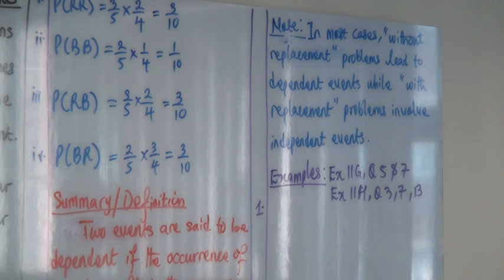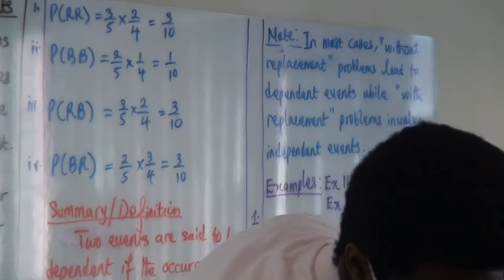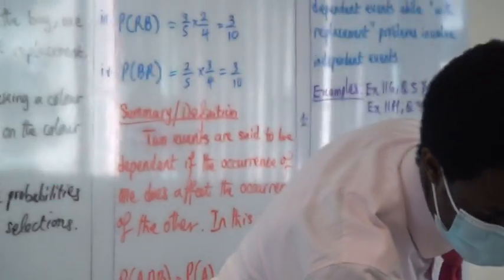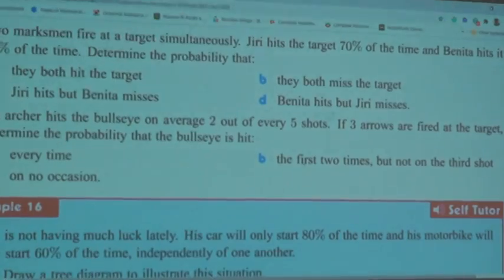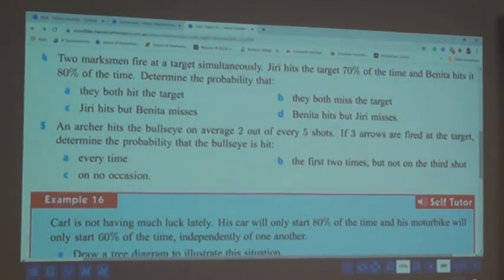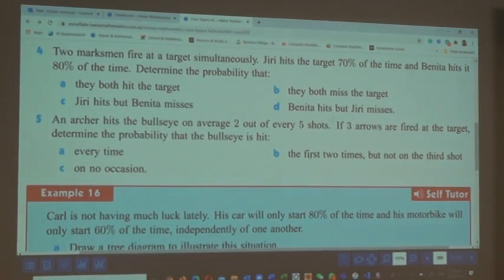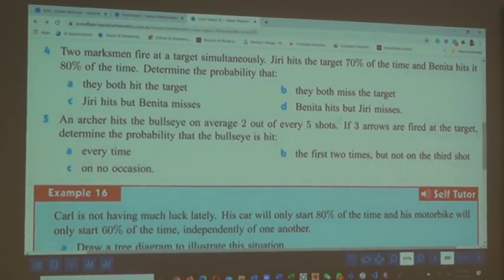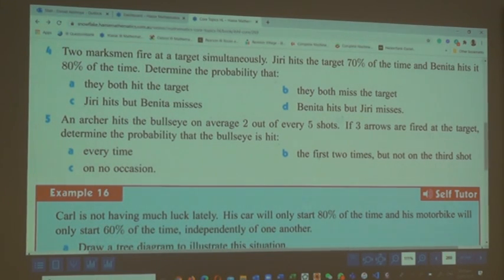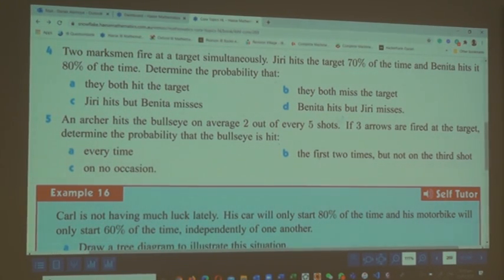Okay, everyone, please listen. Question 5 on the board. It says an archer hits the blue bullseye on average 2 out of 5 shots. If 3 arrows are fired at the target, determine the probability that the blue eye is hit every time, the first 2 times but not on the 3rd shot, on no occasion. So there are 3 events here, right? What is the first event? The first shot. The second shot is the second event. The 3rd shot is the 3rd event.